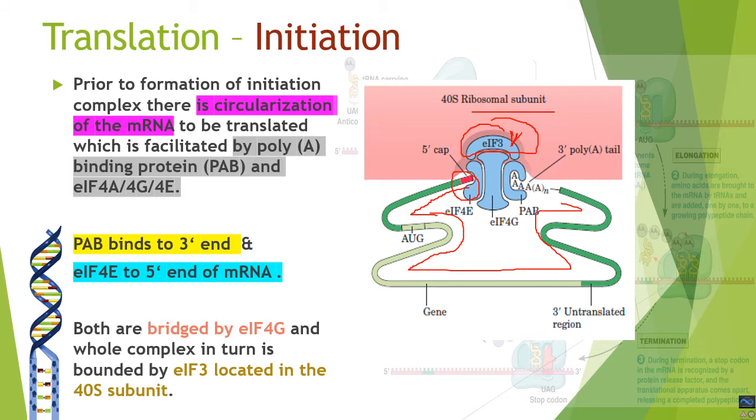This also enables the ribosomes to be seated near the ribophorins which are present on the rough endoplasmic reticulum. That's why the circularization of the mRNA in eukaryotes is important for the initiation of translation. This is just the difference between the prokaryotes and the eukaryotes. The rest of the translation initiation is almost similar.